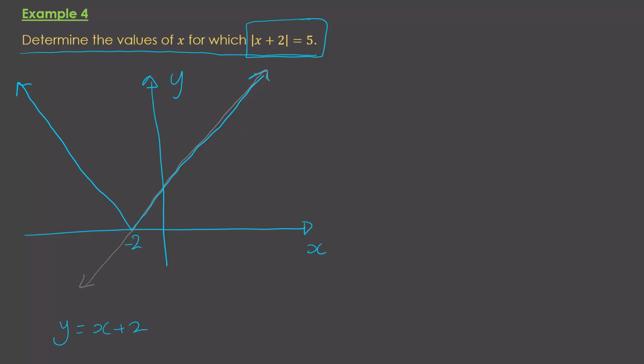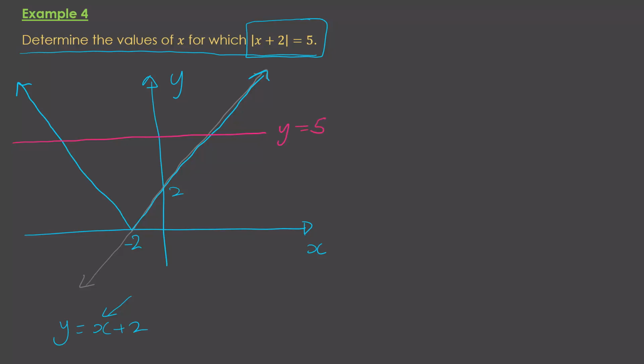The intercept here is at -2. We can see that because that's obviously when y is 0. This intercept is at 2. And then we have when that is equal to 5. So what we can add to the graph is y equals 5.